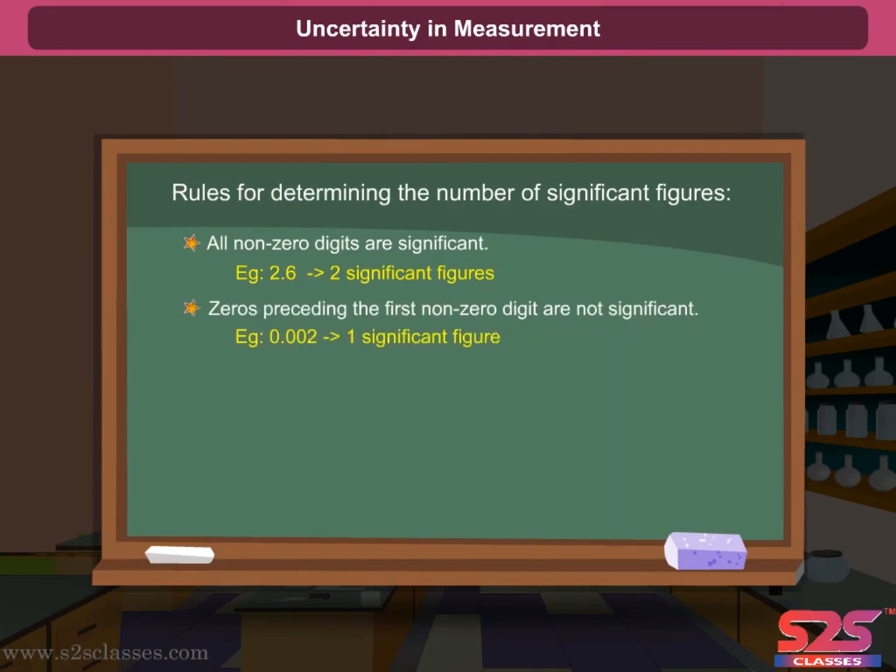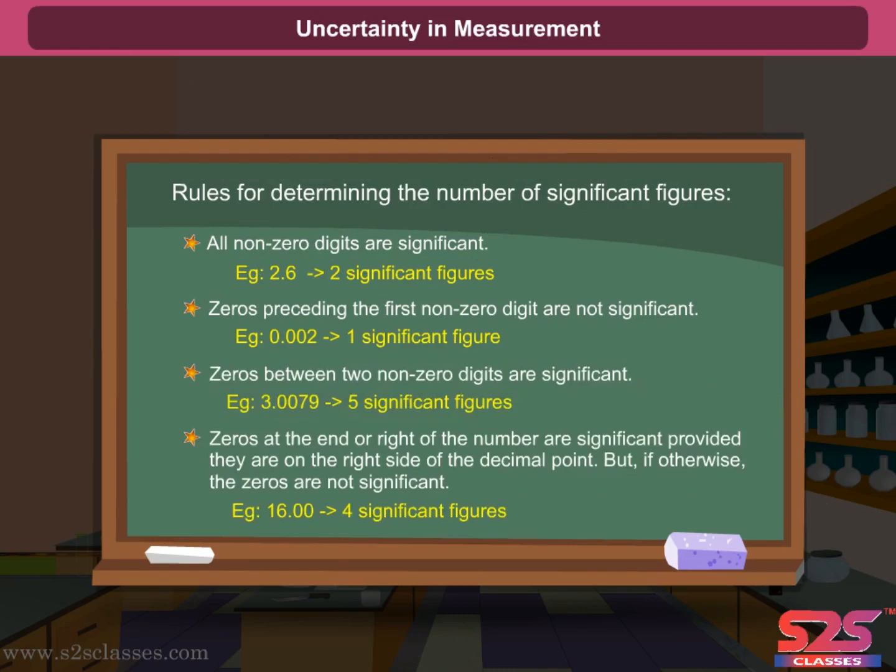Zeros preceding the first non-zero digit are not significant. Zeros between two non-zero digits are significant. Zeros at the end or right of the number are significant provided they are on the right side of the decimal point. But if otherwise, the zeros are not significant.